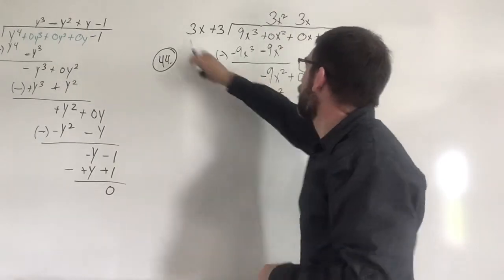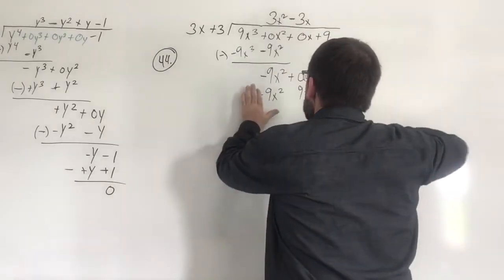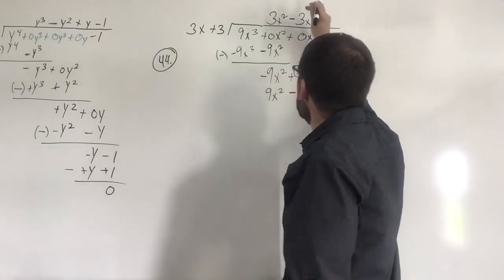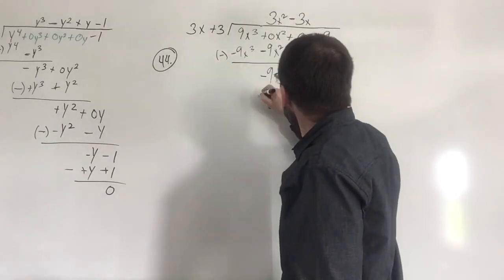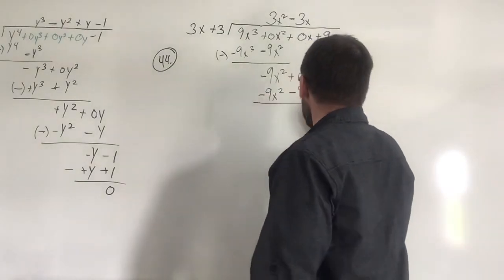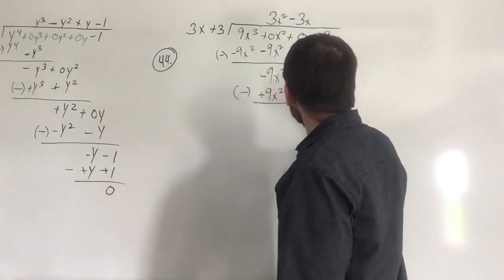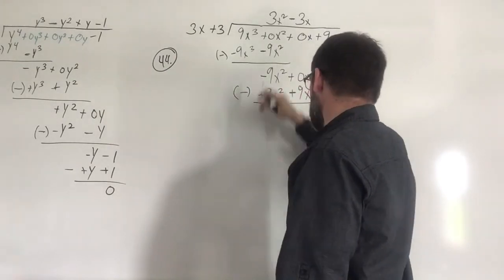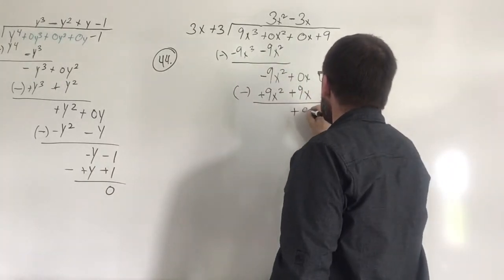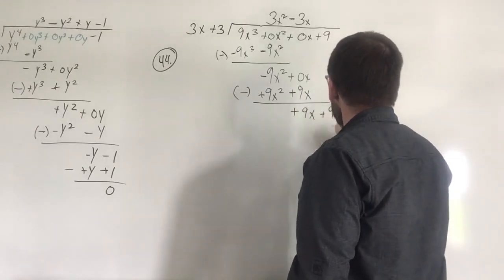When I bring down a 9, 3 into 9 makes me a negative 3. Okay, let's get some things turned around here. 3 times 3 is negative 9. And 3x times negative 3 is negative 9x squared. Woo! See? I told you it's tricky. Now I'm ready to subtract this problem, so I change all these signs. Positive 9x eliminates that. 9x from 0 makes me positive 9x. And I'm bringing down my plus 9.